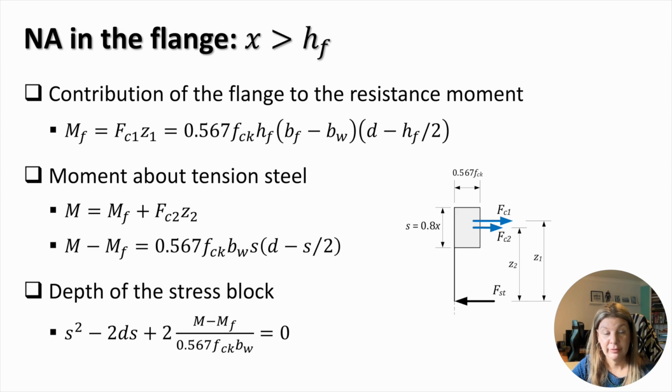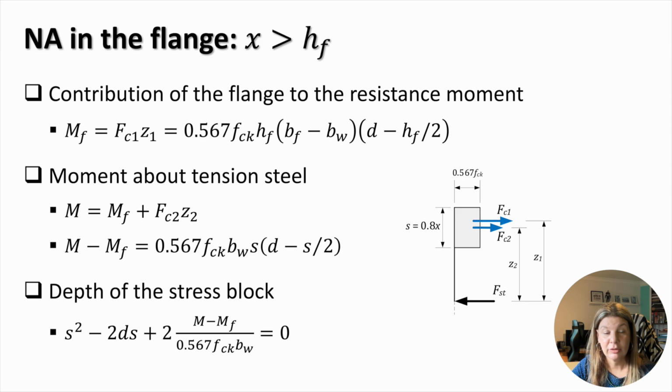half of HF. The moment generated by FC1 can be calculated by taking the moment around the position of the tension steel. The total moment generated by the section can be found by adding the contribution of the compression force in the beam, FC2 times Z2, to the moment MF produced by the flanges. Basically, the design proceeds further as the design of a rectangular cross-section that carries the moment M minus MF.